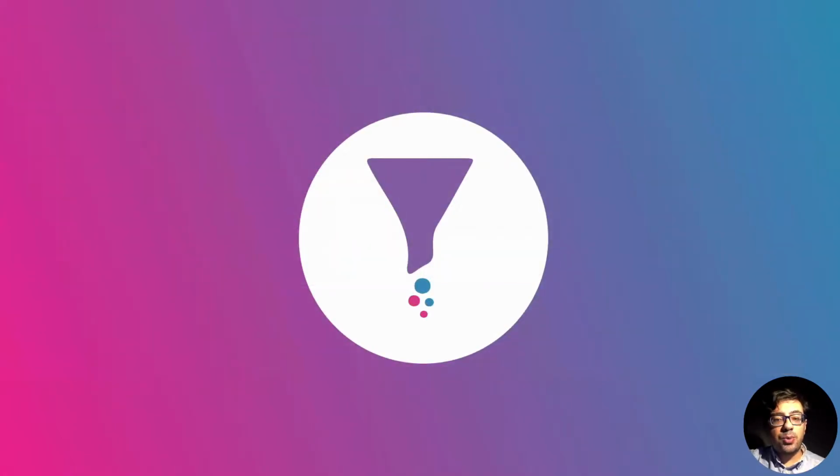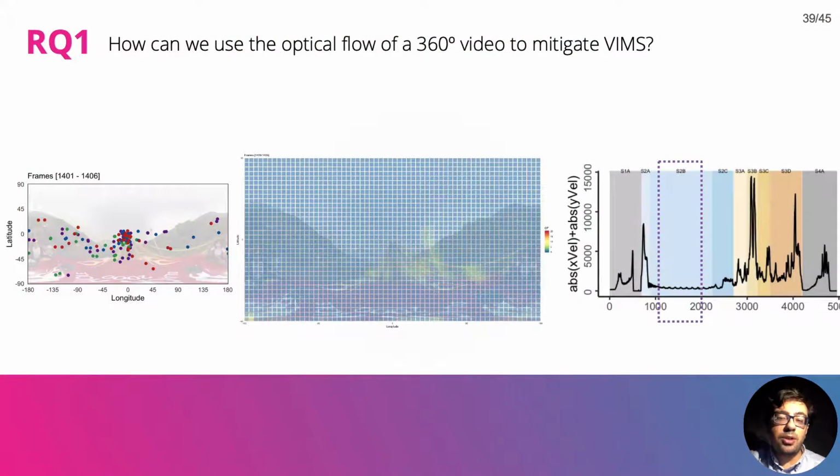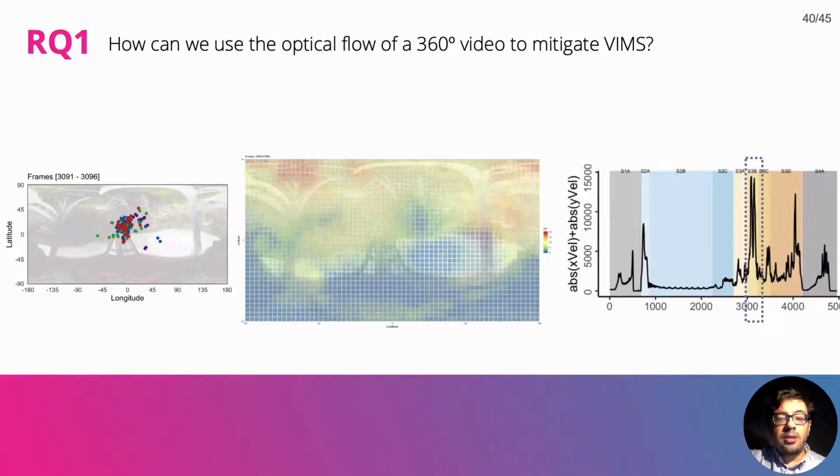Returning to our research questions, optical flow can help to contextualize a video, like for example the small wave pattern in S2B corresponds to equally distanced light poles. And optical flow can also help identify extreme motion like the double helix in S3B.